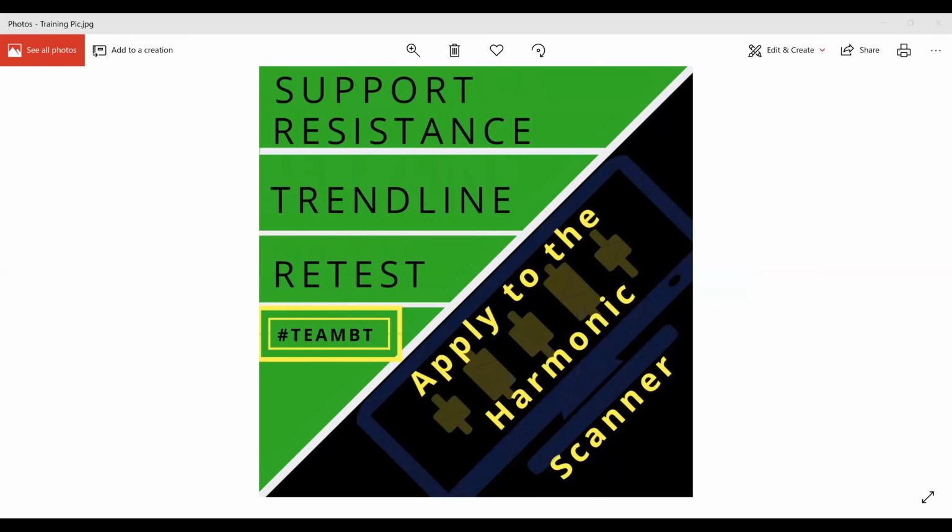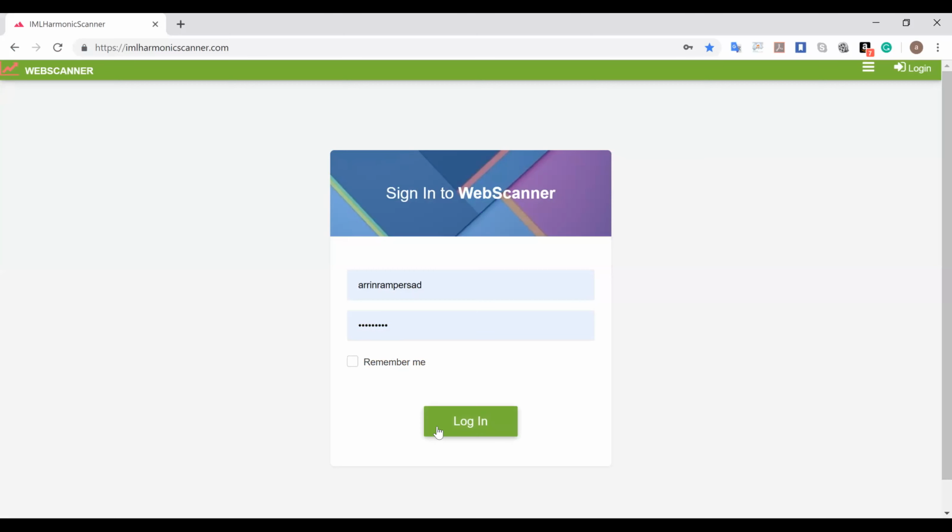What you want to do is apply all these things. And I mean, you could apply them to your scanner. You really don't need to go further than the harmonic scanner to be able to do this.